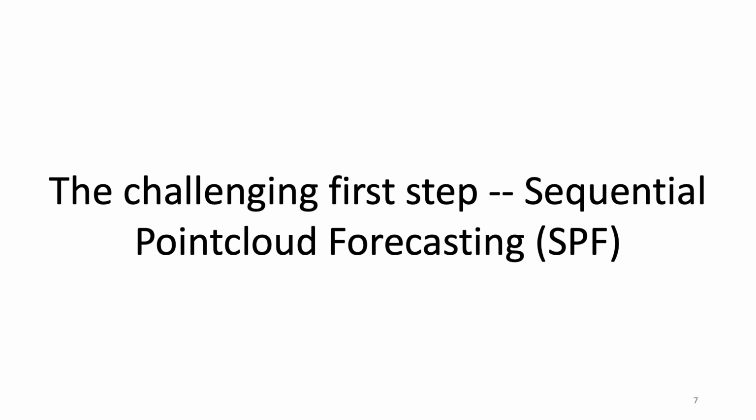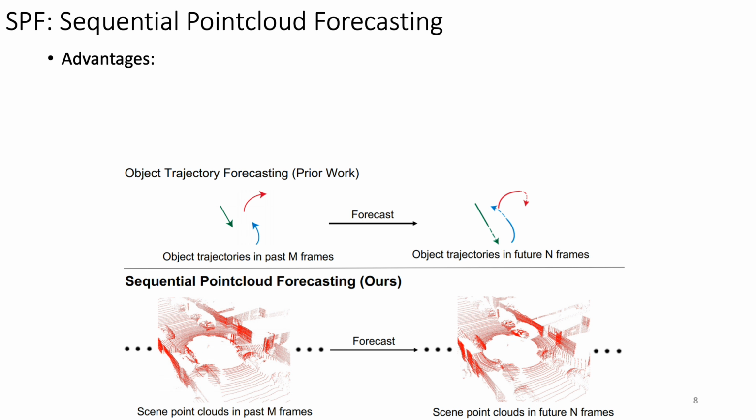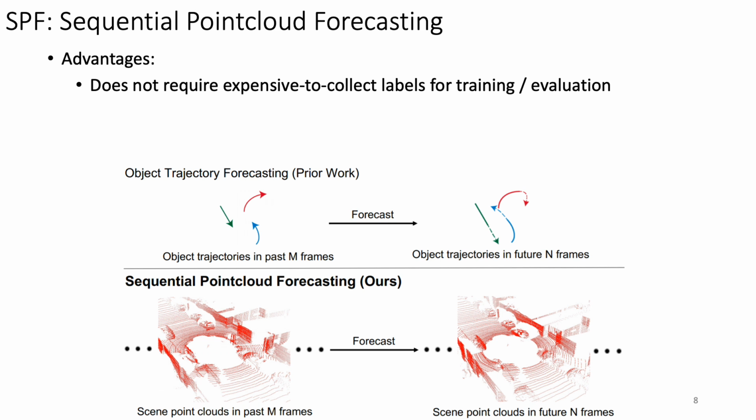To support our SPF squared pipeline, we also propose a new task, sequential point cloud forecasting, abbreviated as SPF, which is the challenging first step in our SPF squared pipeline. Now, let's take a deeper look at sequential point cloud forecasting. We already know that this new task does not require human annotation for training and evaluation. What else do we know about this new task?